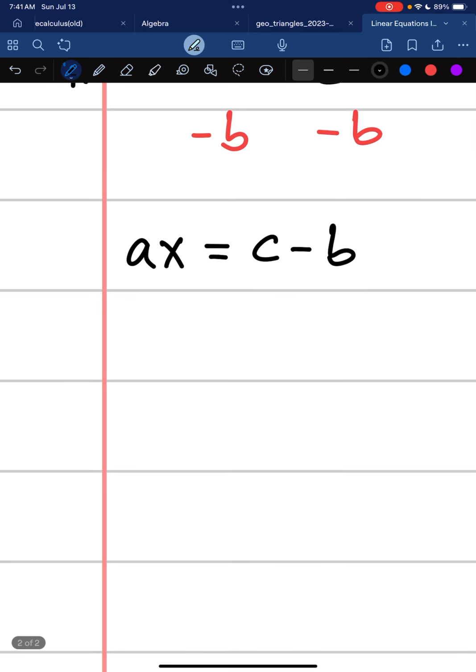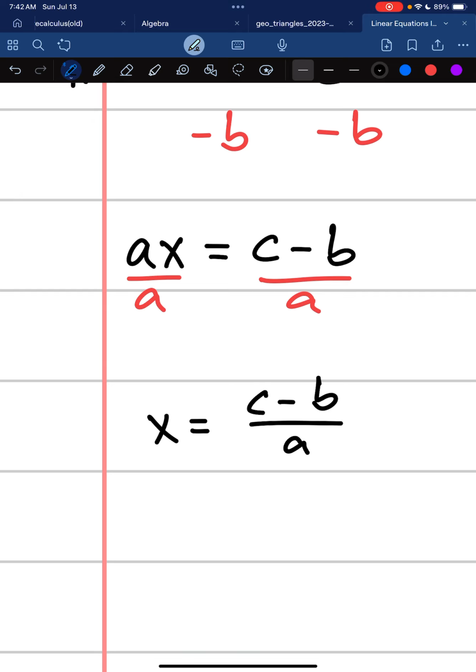Now I want to get rid of this a. So I divide both sides by a. And just like how 7 divided by 7 is 1, a divided by a is still 1, right? So I'm left with x equals c minus b over a.